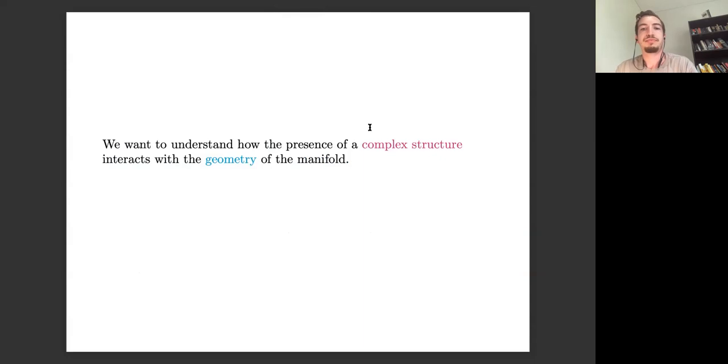Okay, so what we want to understand is how the presence of a complex structure interacts with geometry, and when I say geometry, I mean the metric here. So if I have some curvature, how is the presence of a complex structure improving that?